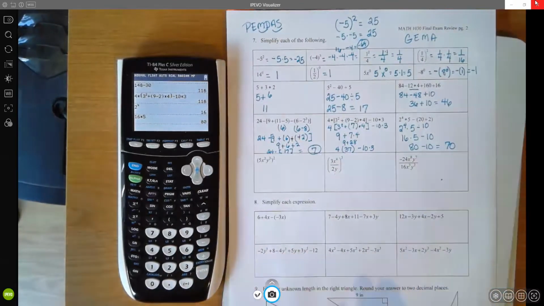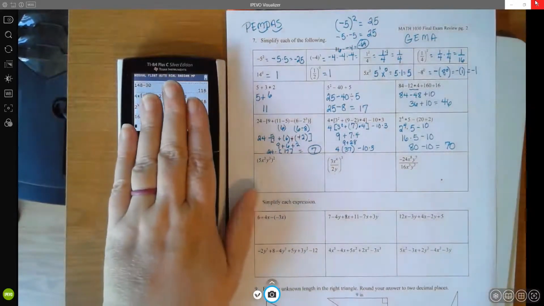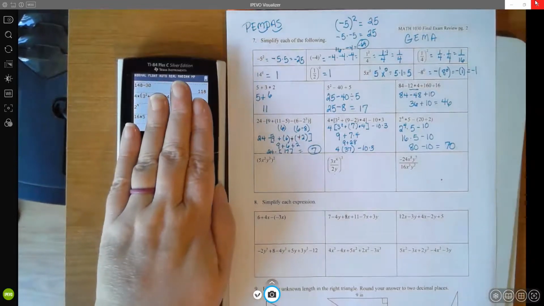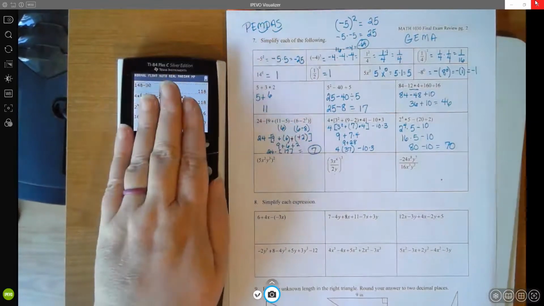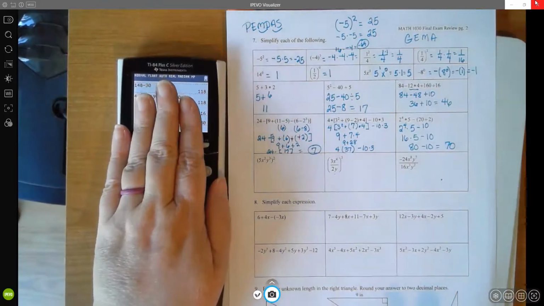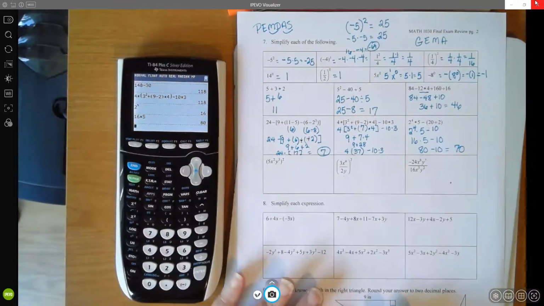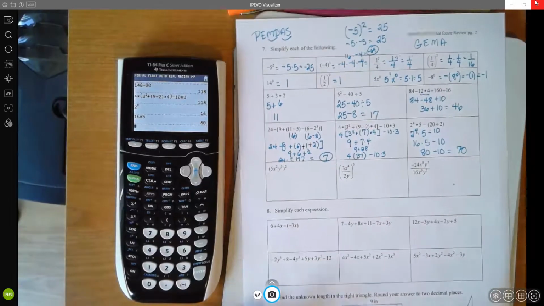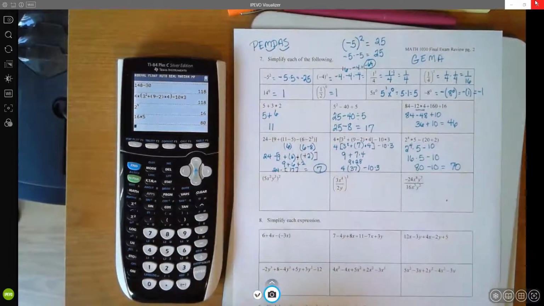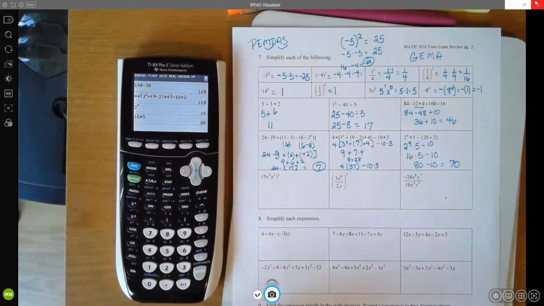Now, the next 3 problems involve variables. As soon as we involve variables, the calculator becomes second. We will not use our calculator unless it's to work with the number parts of these problems. The algebra has to be done in our head because the calculator that we're allowed to use in this class does not allow us to do so.